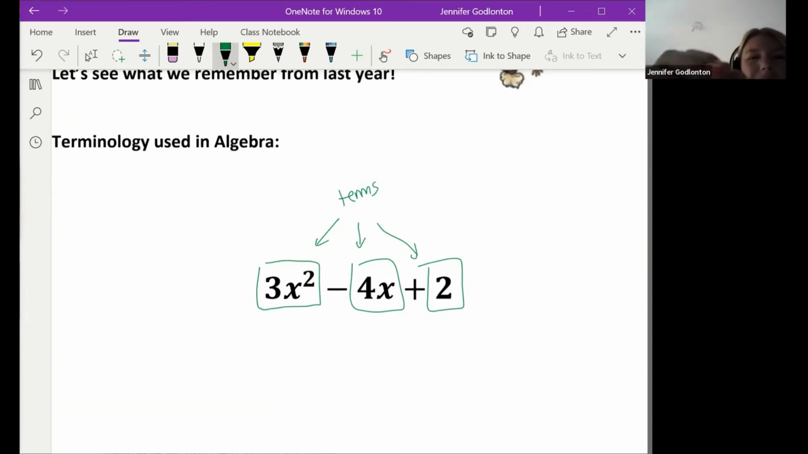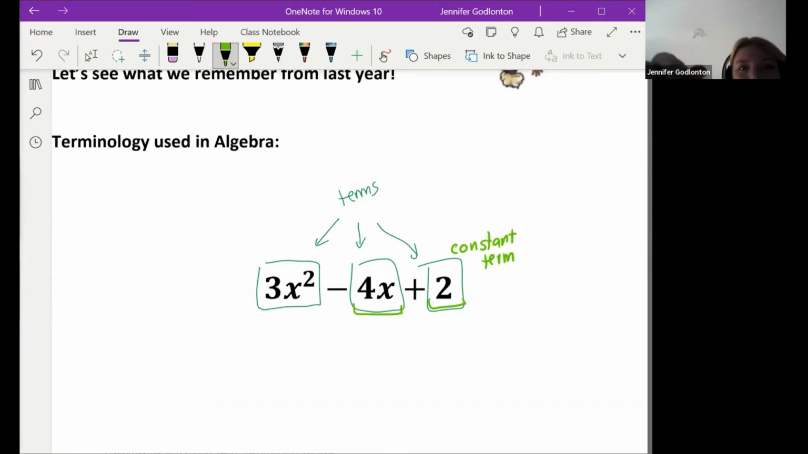But I'm looking for a special word for a number where there's no letter attached to it. So it makes it different to something like that 4x. What could that number be called? I can give you a hint, and it starts with a C. Yes, Simpiwe, absolutely. It is 100% a constant term. Nice. Good job, guys. A constant term is when we have a number and it doesn't have any letter attached to it. So that's what we call a constant.